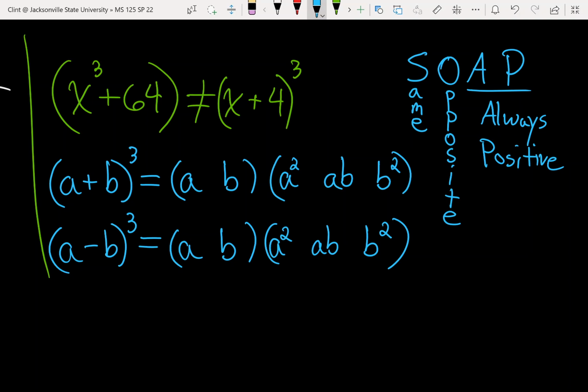So for the first one, we started with plus, so we're going to have the same sign, plus. Then we'll have the opposite sign, minus. And then the last one's always positive. For the difference of two cubes, we start with the same sign, so minus. The opposite sign, so plus. And then the last one's always positive.